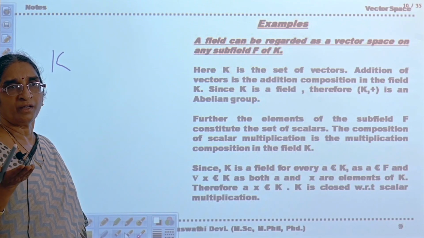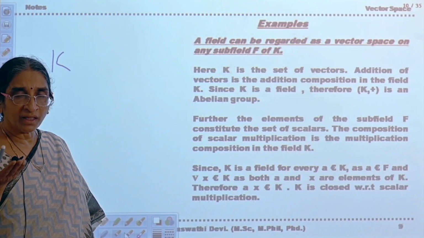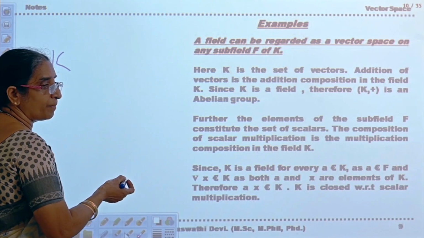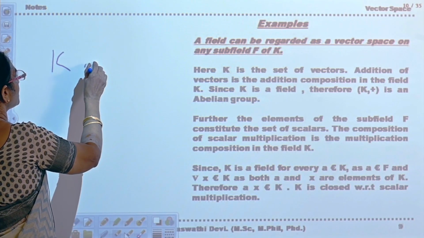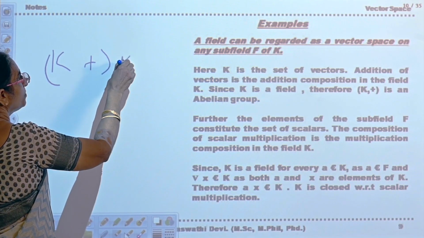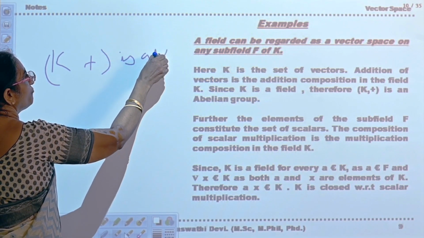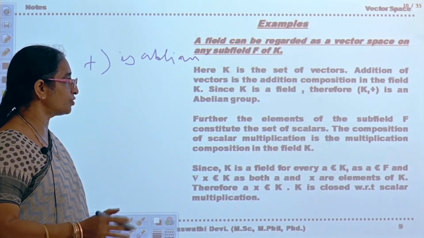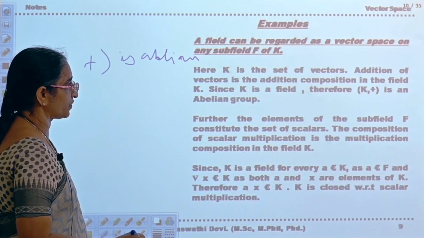Field means (K, +, ·). The plus will be the addition of vectors. Therefore, by definition, (K, +) is abelian. That means the first property of vector space is satisfied.